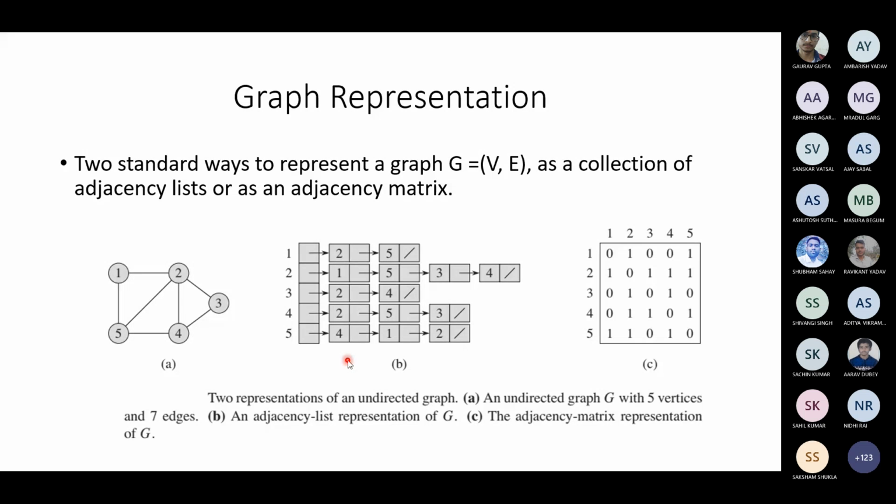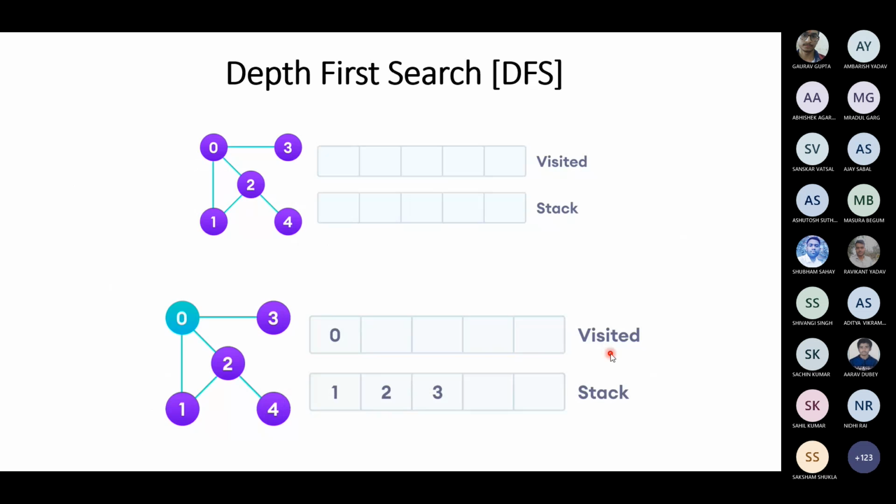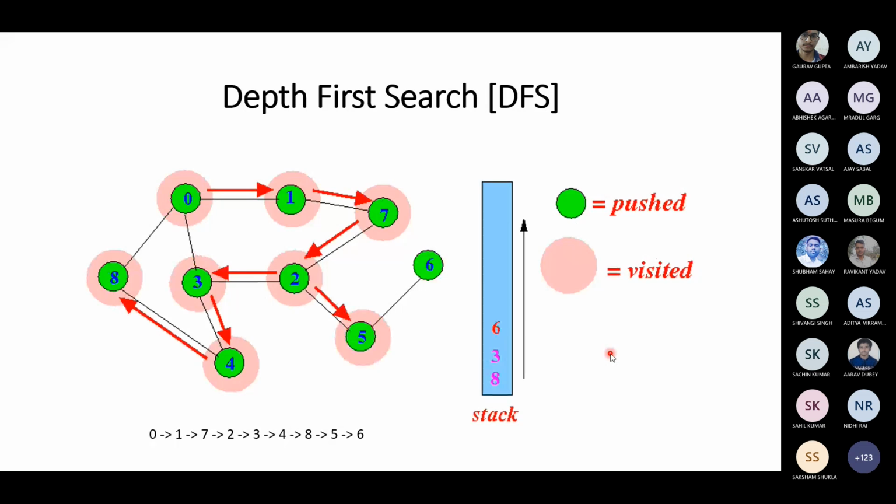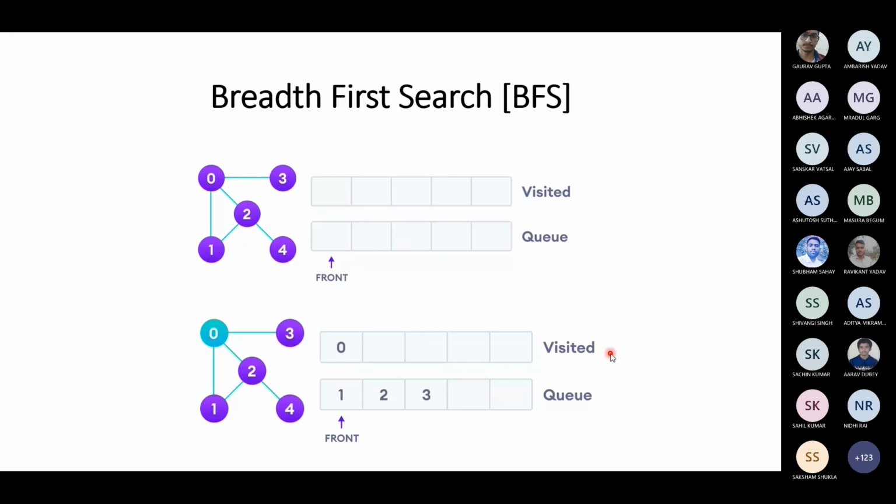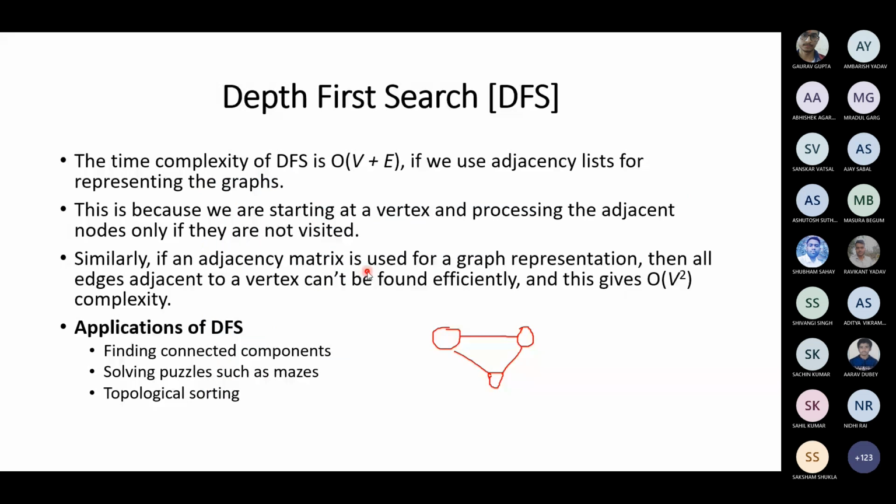When you are making a matrix, you are making a two-dimensional matrix, so the size is V square. So in the worst case, when you are making a matrix, the complexity will be, if it is an adjacency matrix, order of V square. If it is an adjacency list, then it will be order of V plus E, because you have to visit every node.